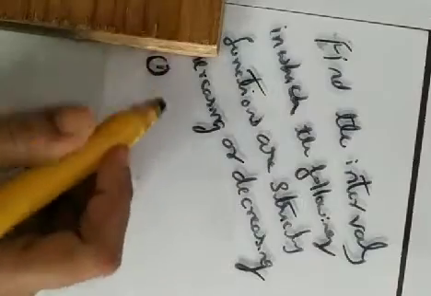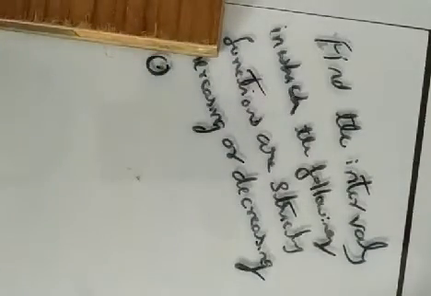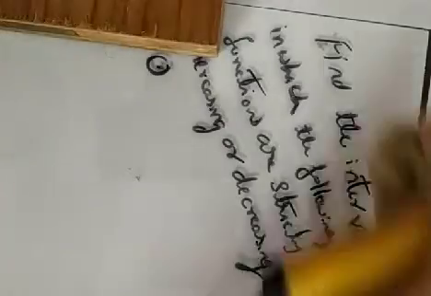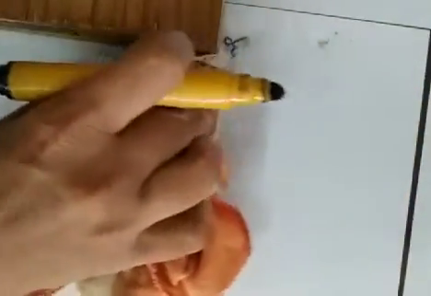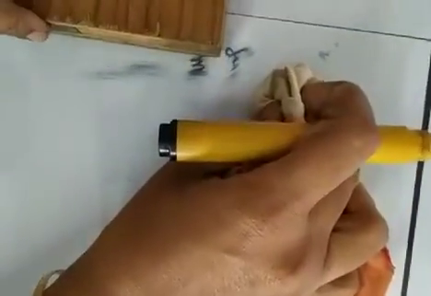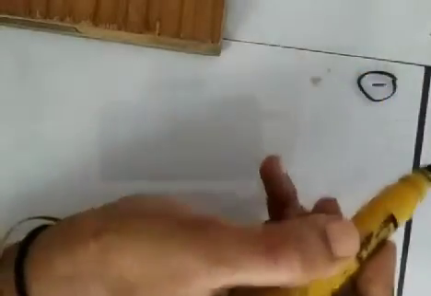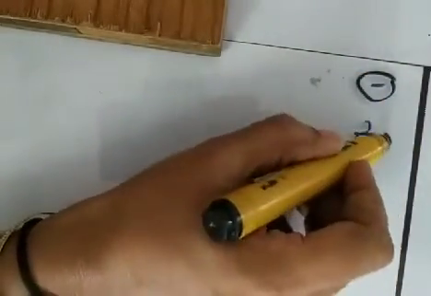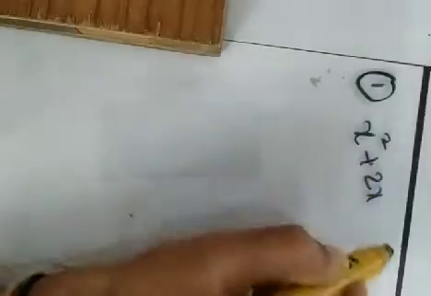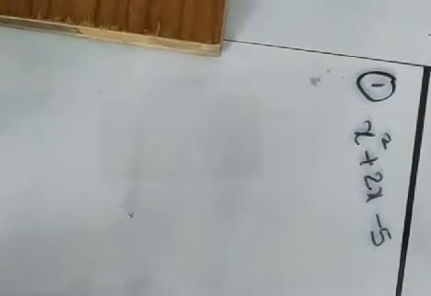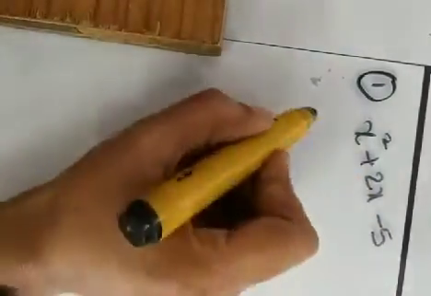First one, just take down the heading. Find the intervals in which the following functions are strictly increasing or decreasing. First question in that. First question: x square plus 2x minus 5.